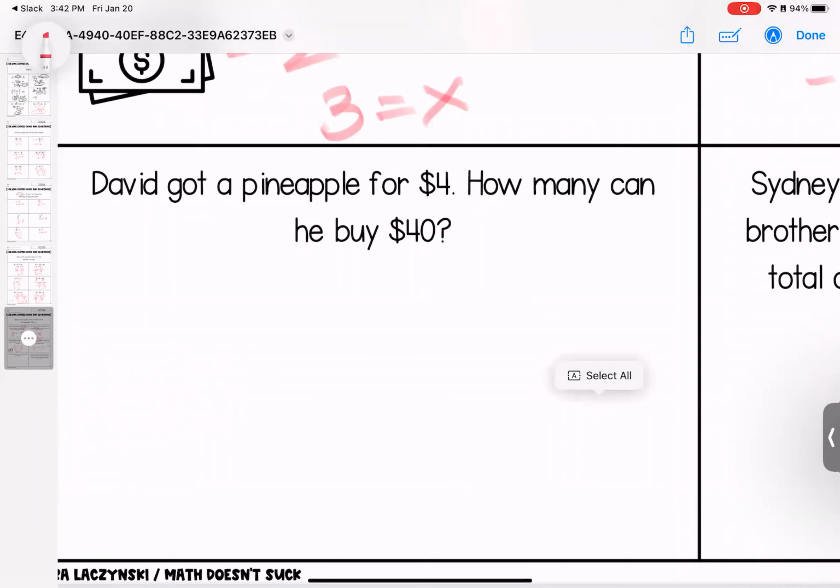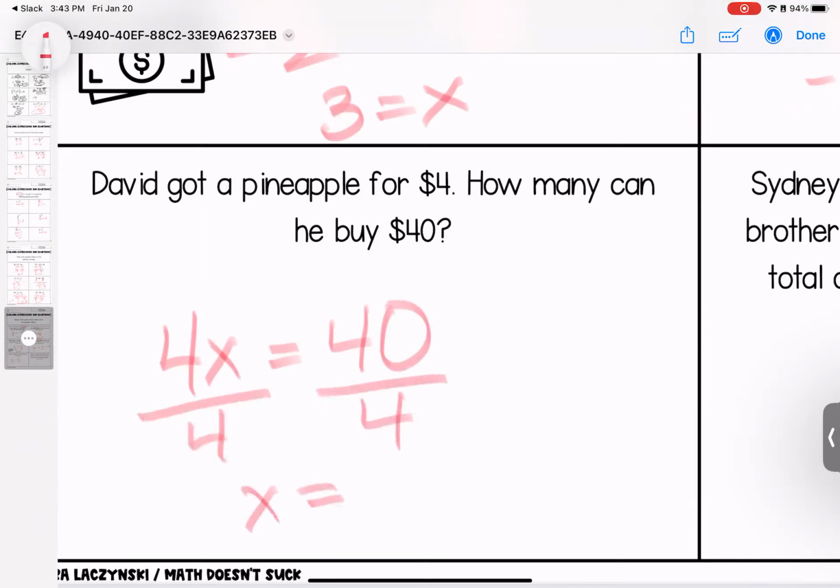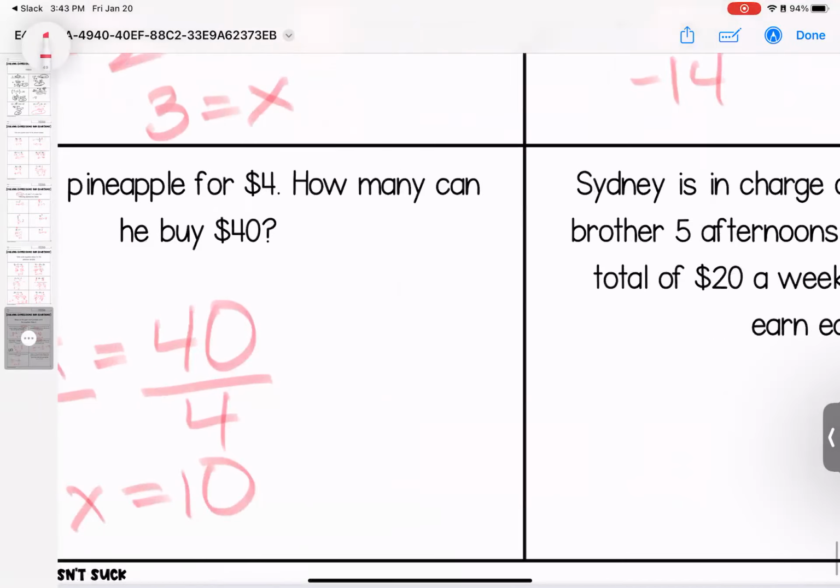David got a pineapple for $4. How much can he buy with $40? So it's $4 per pineapple. He can buy an unknown amount, but he only has $40 to spend. Divide both by 4. He can buy 10 pineapples with his $40.